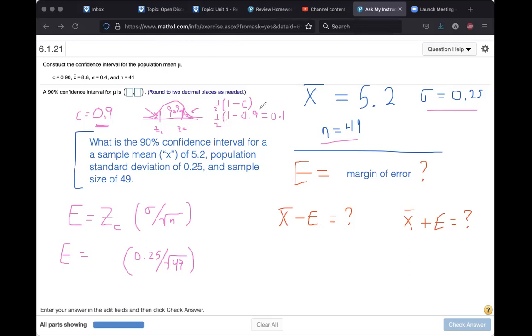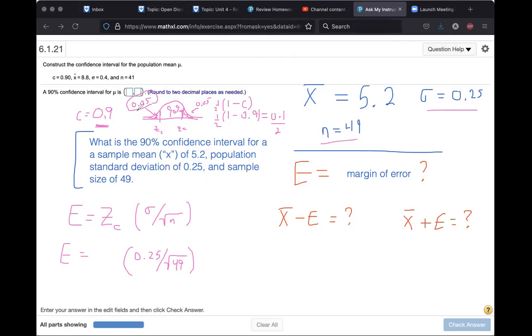Cut it in half. So what do you get when you cut 0.1 in half? 0.05. So half of that error is going to the left and right tails. Now you only need to focus on one of them. So let's focus on this. Doesn't matter, you can pick either one.